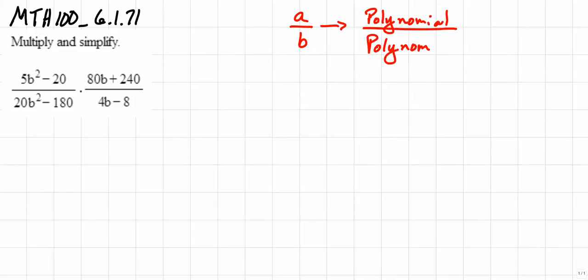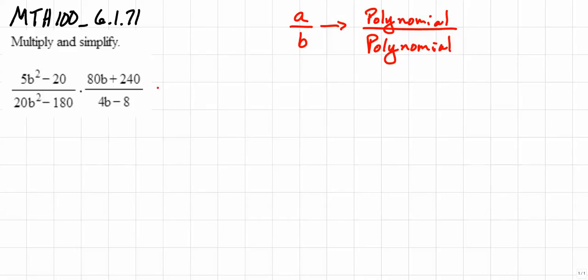Now, to do this, I could simply multiply these together if I wanted to, but then I wouldn't be able to simplify it. So instead, what we're going to do is we're going to simplify each one of these polynomial expressions first, and then we're going to see if there are any common factors that can be divided out.